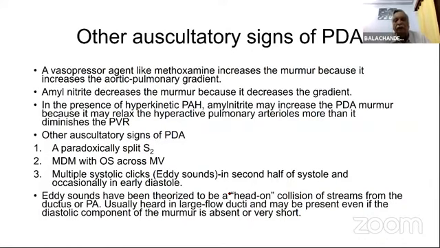But the important thing is the eddy sounds, which are heard. These eddy sounds have been theorized to be a head-on collision of streaming across the ductus or PA. It is usually heard in the low flow ducti and may be present in the diastolic component. So it is important to identify eddy sounds, which are there in the second half of systole. They will not occur with clicks. Clicks will come in the first half. Eddy sounds will come in the second half because the two streams have to have a head-on collision. Next slide.